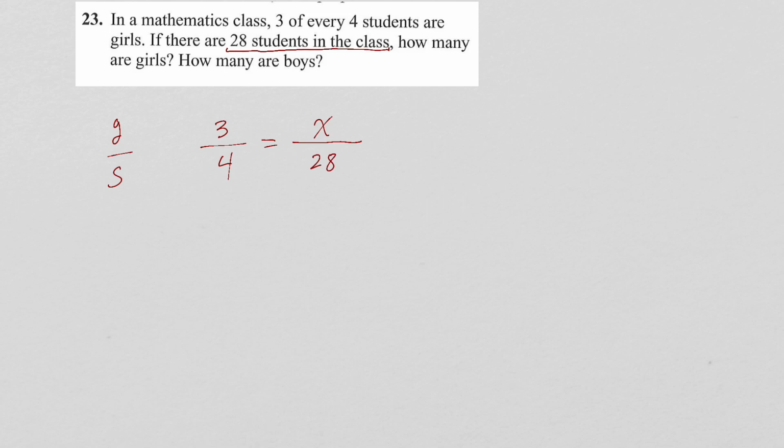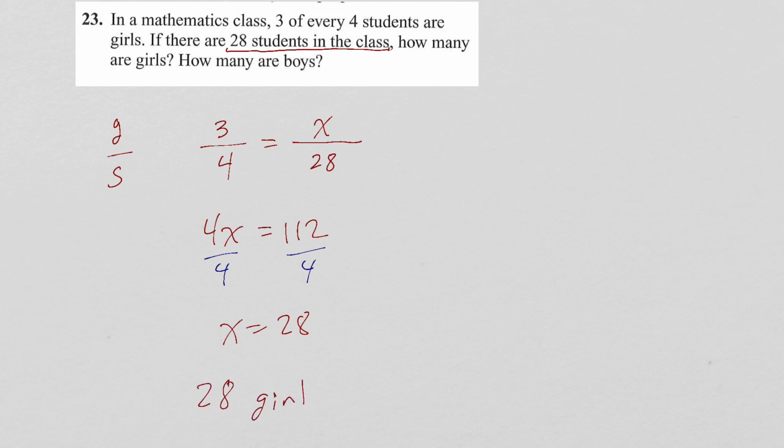So then I'm going to cross multiply. And I have 4x is equal to 3 times 28. Let me just grab a calculator. And I get 112. Then I'll divide each side by 4. And I'll get x is equal to 28. Now, so we know that there's 28 girls.